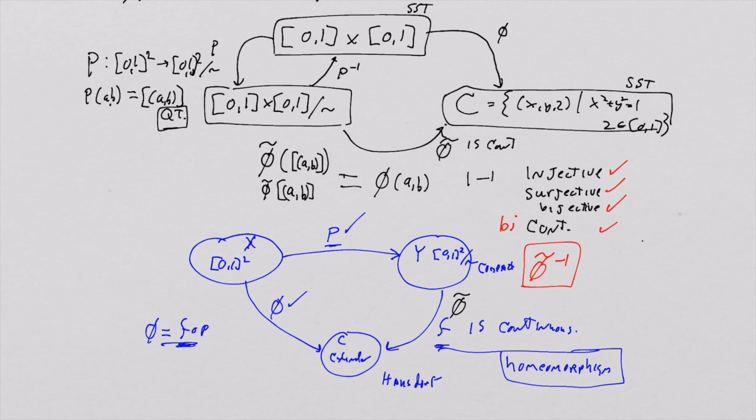And that homeomorphism allows us to say the cylinder is the quotient space itself. Once you have a homeomorphism, we are basically saying that these two sets are in the same homeomorphism class. They're basically identical, topologically speaking. So that's the proof.